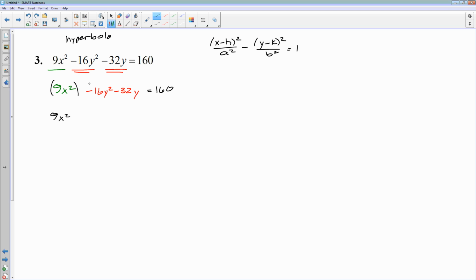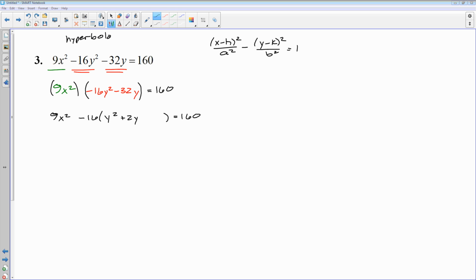But what you have to be careful with here is that it is a negative 16y squared, and you actually need to group that negative with this 16y squared. So I will factor out a negative 16, which leaves me a positive y squared plus a 2y, leaves some room to complete the square, equals 160. And you can check this real quick. Negative 16 times y squared is negative 16y squared. Negative 16 times 2 is a negative 32. So I did pull that 16 out correctly.